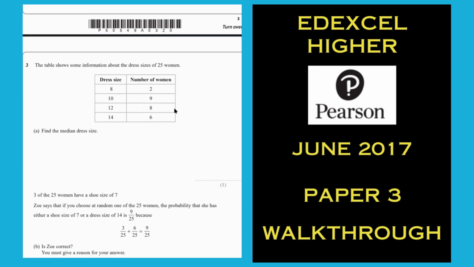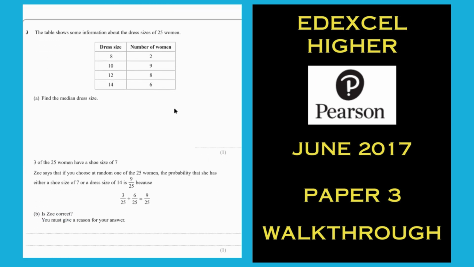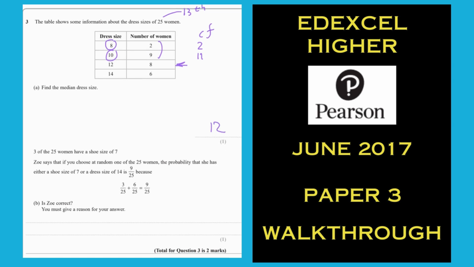So median dress size, which one's in the middle? So it's only worth 1 mark, but it's worth doing properly. For median, you're best off working out your cumulative frequency. So up to and including dress size 8, there are 2 women. Up to 10, add them on, there's 11. But most importantly, that does not include the 13th woman. The 13th woman will be somewhere in the dress size of 12. She'll be about 3rd person in. But who cares? It's 12.